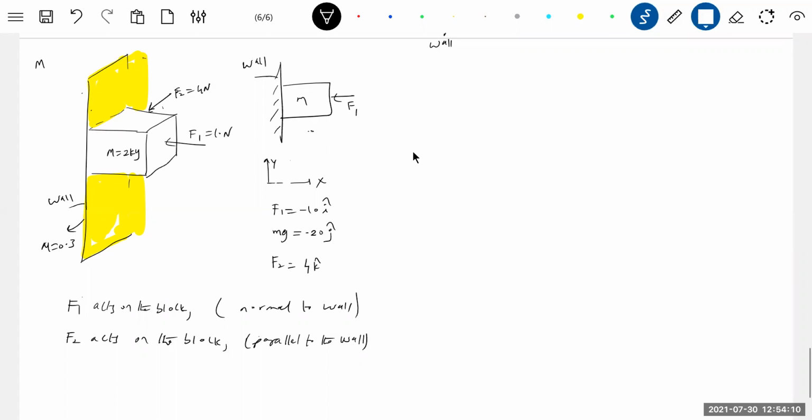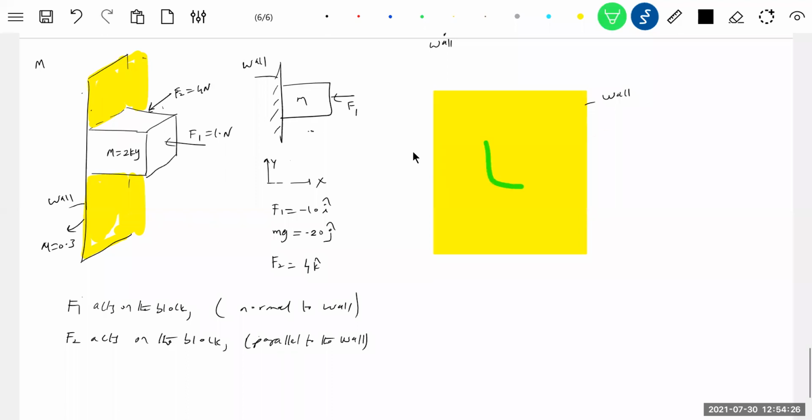If you draw, there's a wall. See, there are so many ways you can imagine. Just you are facing the wall, normally you are looking at the wall. Then what you see is the block here, and mg. Then you see the force F2 acting like this. What about F1? F1 you are applying into the plane.